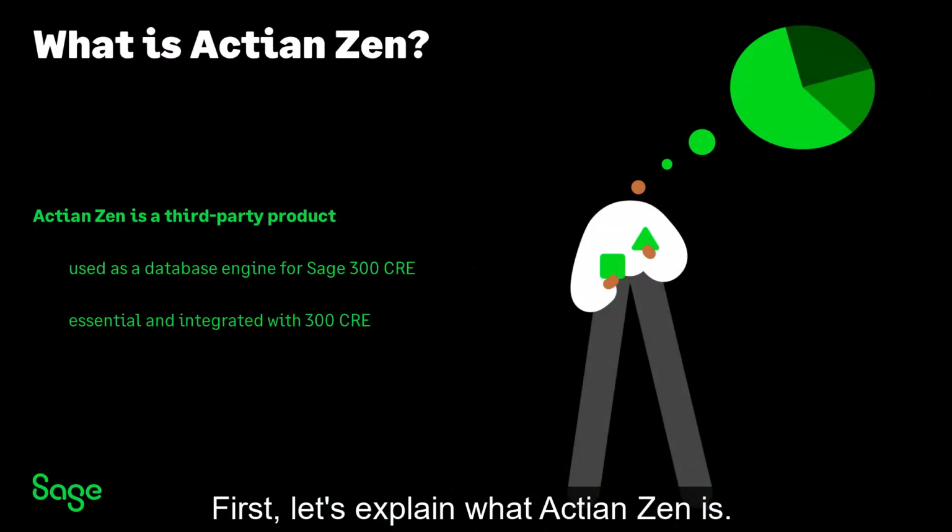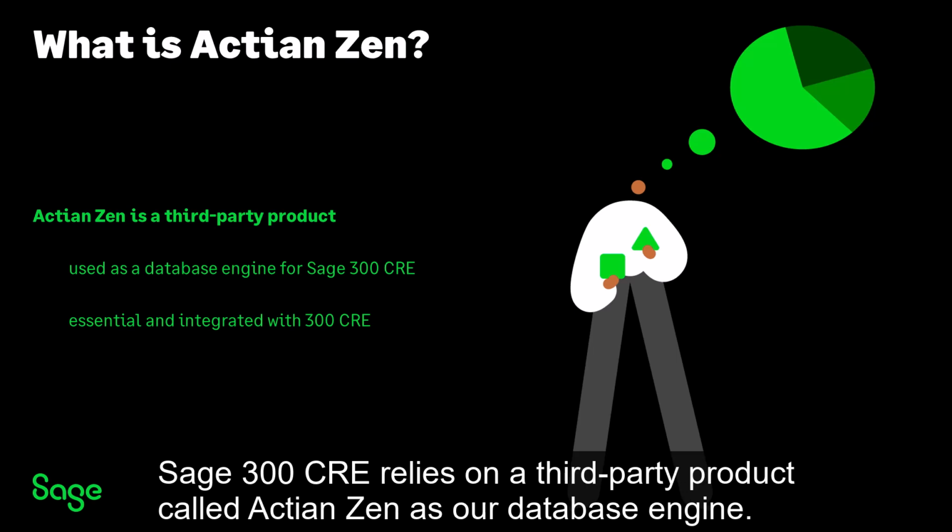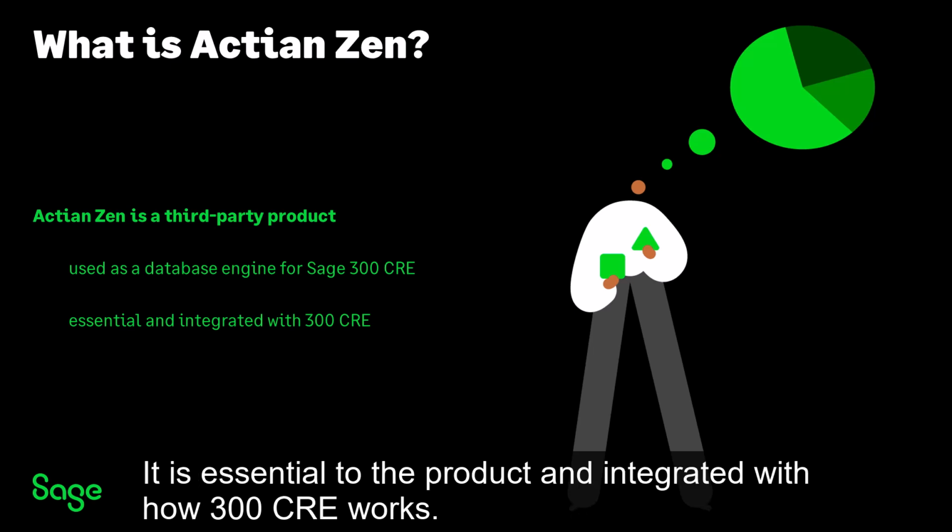First, let's explain what Actian Zen is. Sage 300 CRE relies on a third-party product called Actian Zen as our database engine. It is essential to the product and integrated with how 300 CRE works.